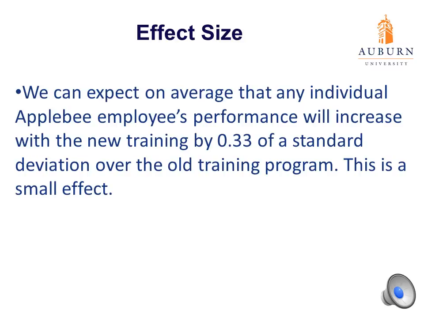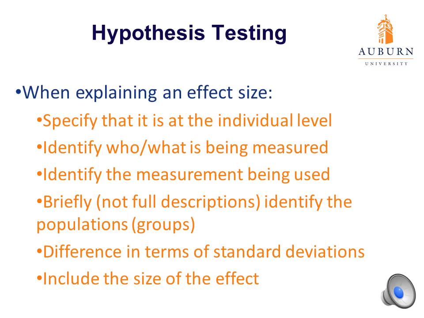But first I just want to make sure that we understand what is included in our explanation of an effect size. So when explaining an effect size, there are 6 things that you need to include in your statement. You need to specify that it's at the individual level. So with a hypothesis test, the results, whether we reject or fail to reject the null hypothesis, are at the group level. The effect size, however, is at the individual level. So we also want to identify who or what is being measured. So in this case, we're talking about Applebee's employees.